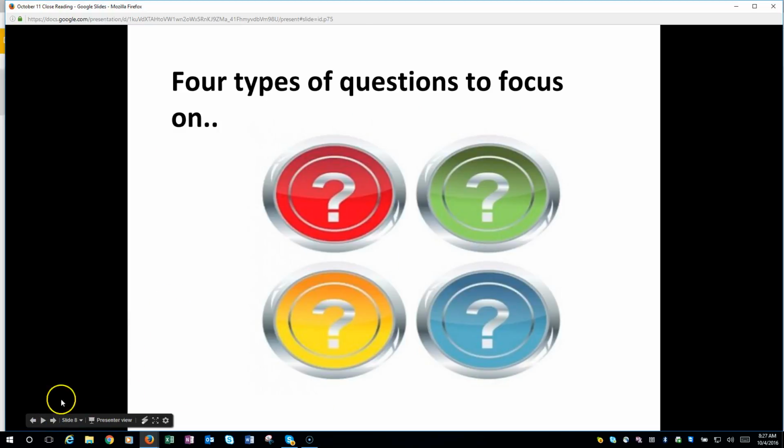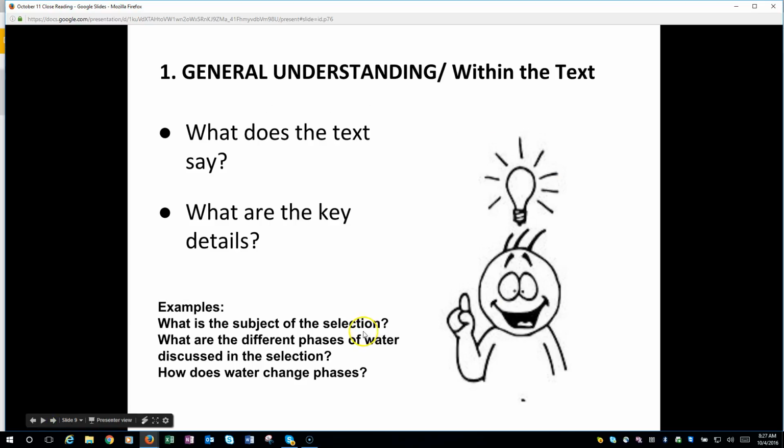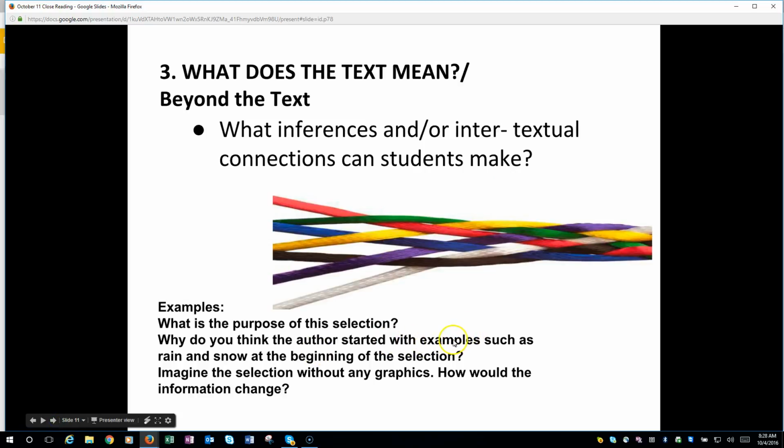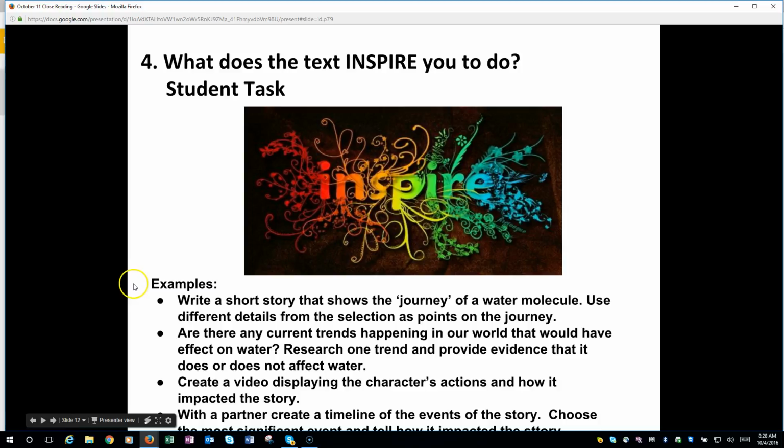So there are four types of questions that we're going to focus on. First is that general understanding. What does the text say? What are the key details? The second level is, how does it work? What is the vocabulary? What's the tone? What's the mood? Those types of things about author's purpose. And then third, what does it mean? Making those inferences, and there are some examples below that show you. So that's the third level. And then the fourth level, what does it inspire you to do? What student task can be created after those levels of questioning that kids can then show their learning, show what they know?